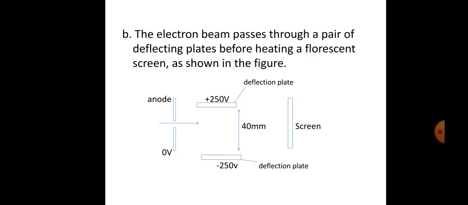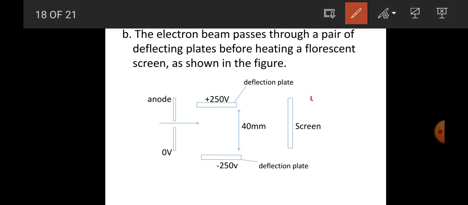The next question, B. The electron beam passes through a pair of deflecting plates before hitting the fluorescent screen, as shown in the figure. This is the fluorescent screen, and the electrons pass through the two deflecting plates.